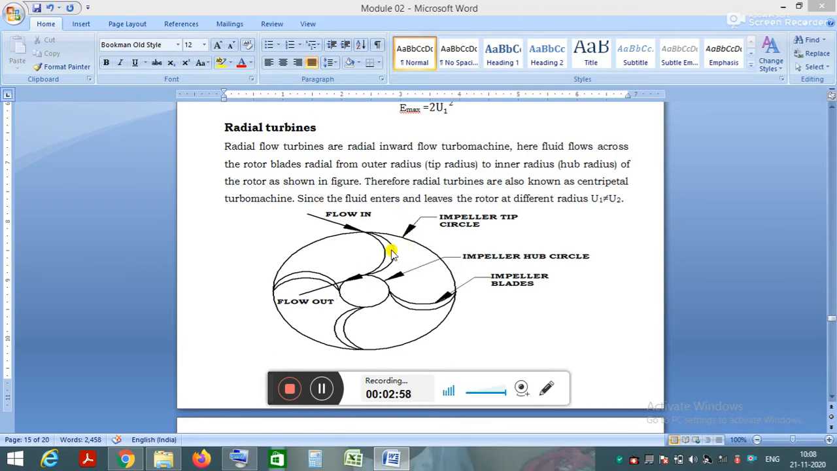Therefore, the blade velocity doesn't remain the same. It increases from the tip of the blade towards the center. Therefore, the blade velocity at the inlet and the outlet doesn't remain the same. U1 is not equal to U2. But in axial turbines, the blade velocity U remains the same, whereas in radial turbines, it doesn't.